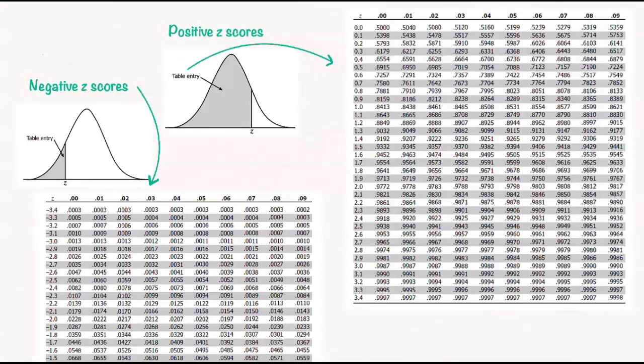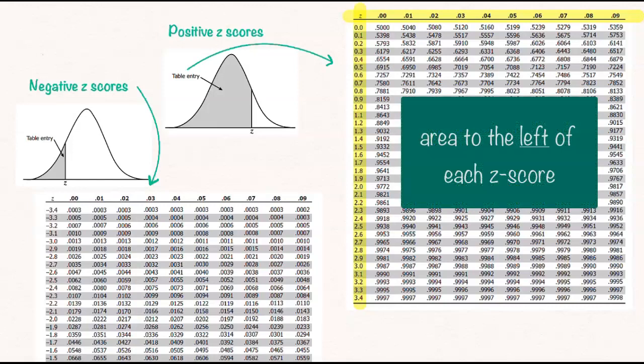This is what a z-table looks like. The first row and first column correspond to a particular z-score. In the first column, we have the z-score given to one decimal place, or the tenths place. In the first row, you find that second decimal place for the z-score, or the hundredths place. And in the center of the table, you have the corresponding area to the left of that z-score.